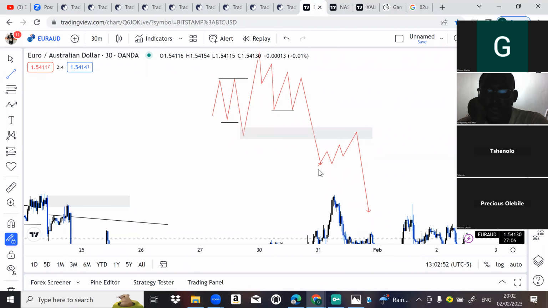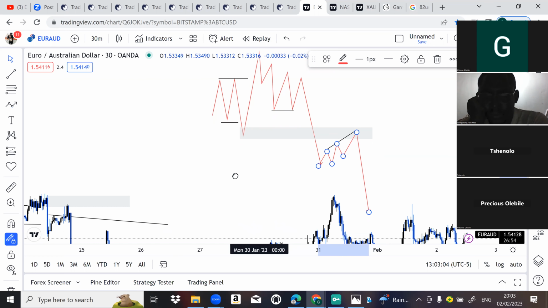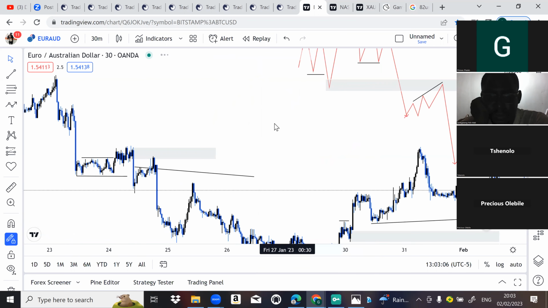You can still add confluence. 1, 2, and then 3. Then you sell. That's a breaker block. So a breaker block is basically just a failed OB.